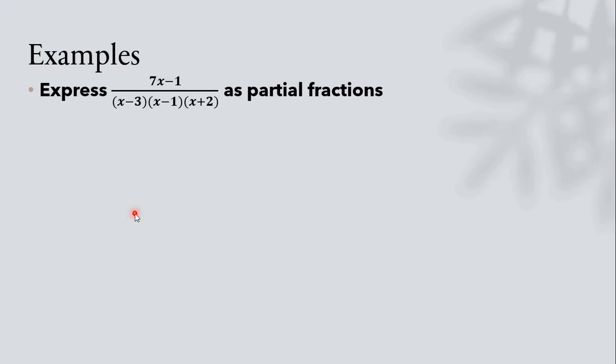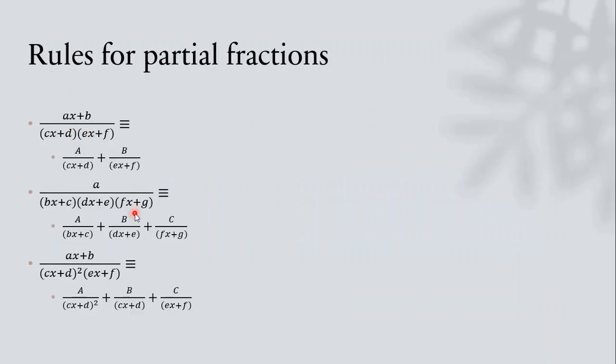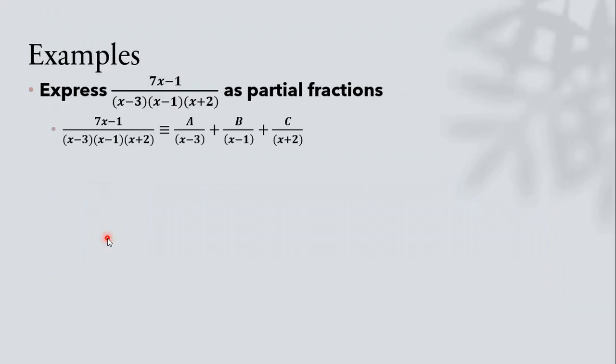Okay, next example. Express (7x minus 1) over (x minus 3)(x minus 1)(x plus 2) as partial fractions. So, from the last one, we learnt that something in this form can be written like this. I'm saying like this because obviously we have this numerator and this denominator. I'll show you in a second when I get back to where I was up to, because I went back when I shouldn't have. I should have just stayed where I was.